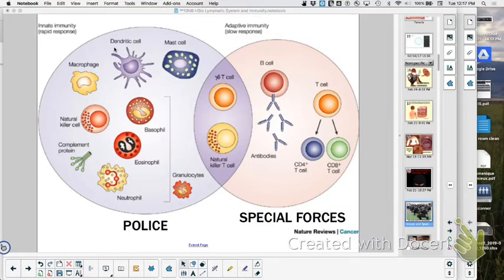Next, we have eaters. Who are some eaters up there that we see? Macrophage, dendritic cell. Dendritic cells eat, macrophages eat. They started out as monocytes. Natural killer cells kill. Eosinophils eat worms. You don't need to remember that.